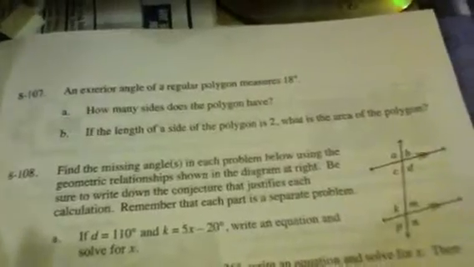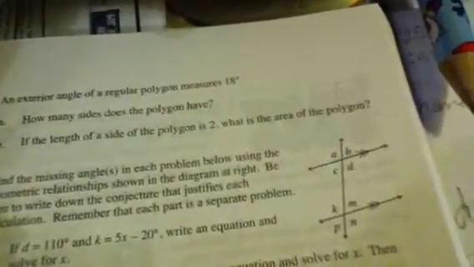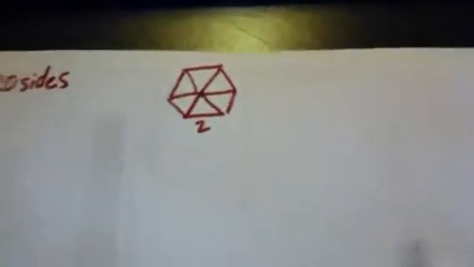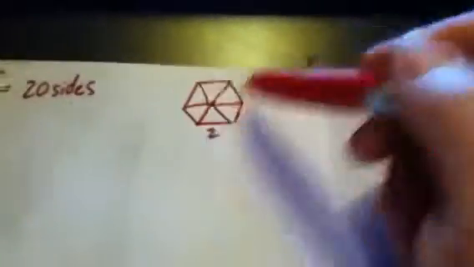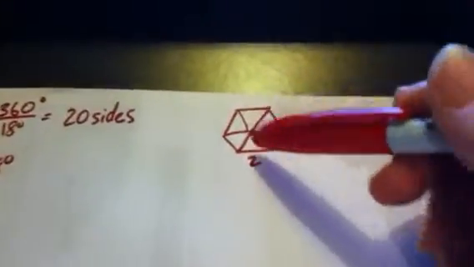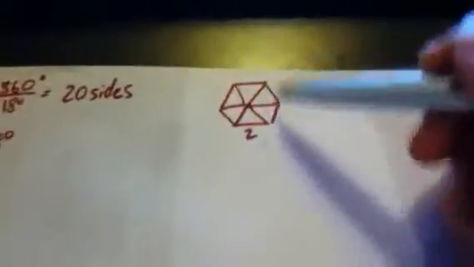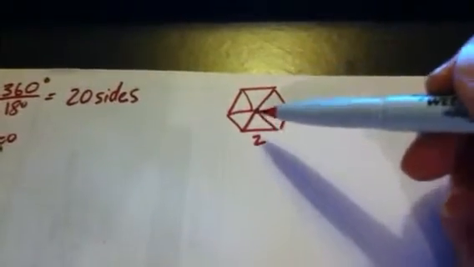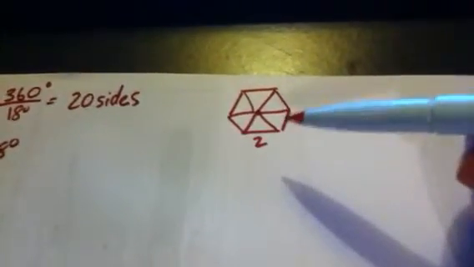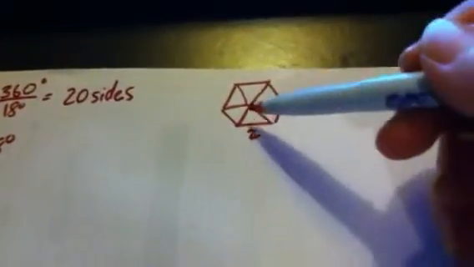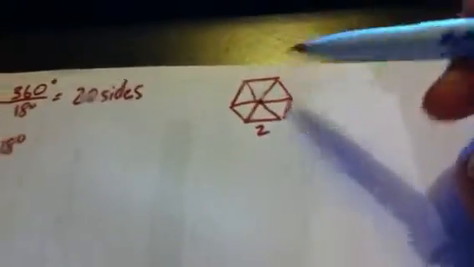Letter B says if the length of a side of the polygon is 2, what's the area? So the side length is 2, and we have to find the area. I just made this little model here, which obviously is not a 20-gon, but I made it to show you that my 20-gon is going to be kind of like this, but it's going to have 20 little tiny triangles. And so the way I can find the area is to find the area of one of the little triangles and multiply it by 20. So I'm going to grab one triangle out of my 20-gon to work with.